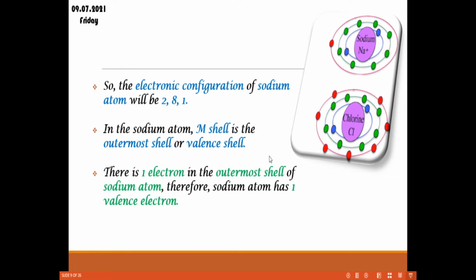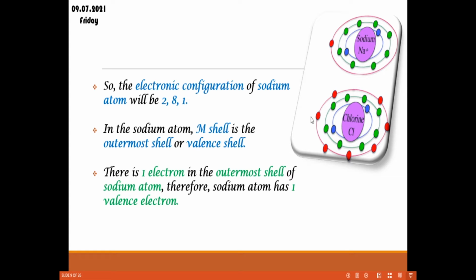In the sodium atom, the M shell is the outermost shell or valence shell. That you have to know. There is only 1 electron in the outermost shell of the sodium atom. Therefore, the sodium atom has 1 valence electron. Here, chlorine has 7 valence electrons.